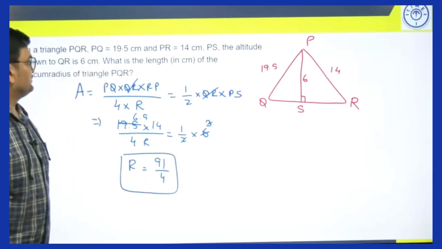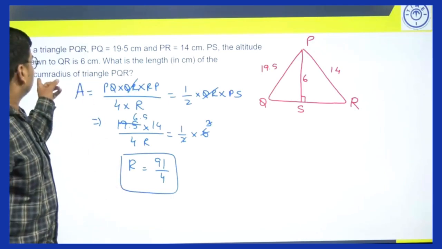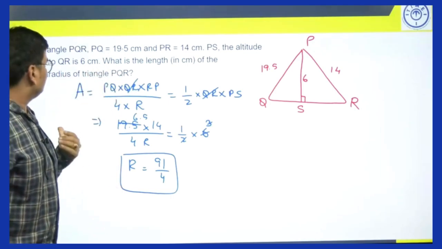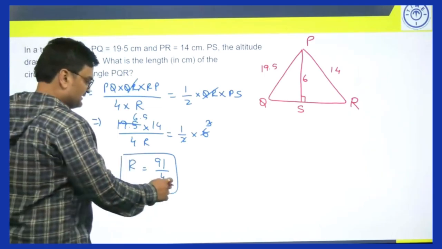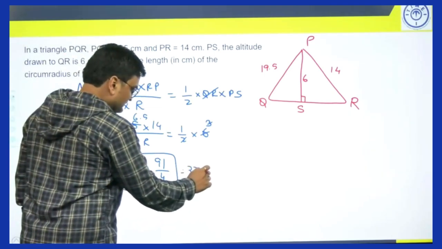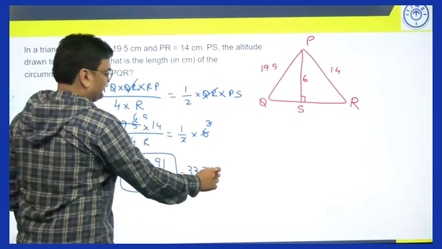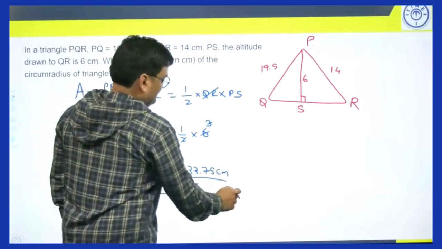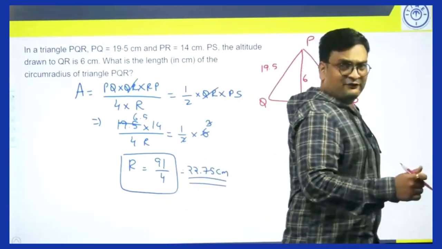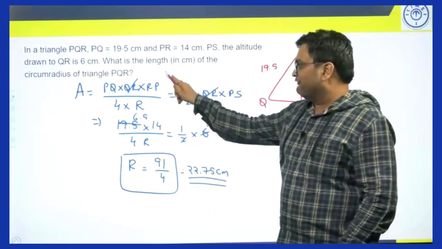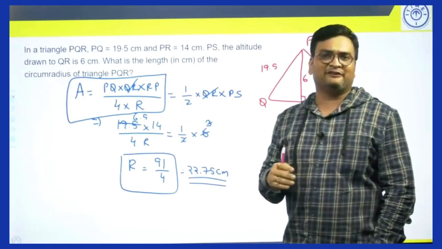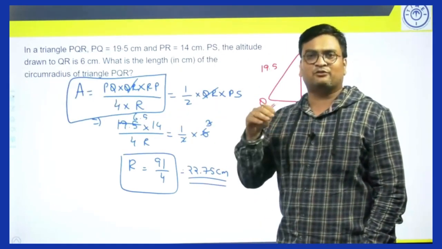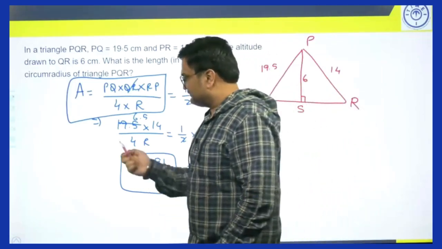Okay. So the question is asking for the circumradius only. So what is the length of the circumradius? We can say that circumradius value will be 91 by 4, which is nothing but 22.75. The units are centimeters. So there is this formula that we have for area of triangle which involves the circumradius also. So this could be the learning that we have out of this particular question. So area can be written in terms of circumradius this way.